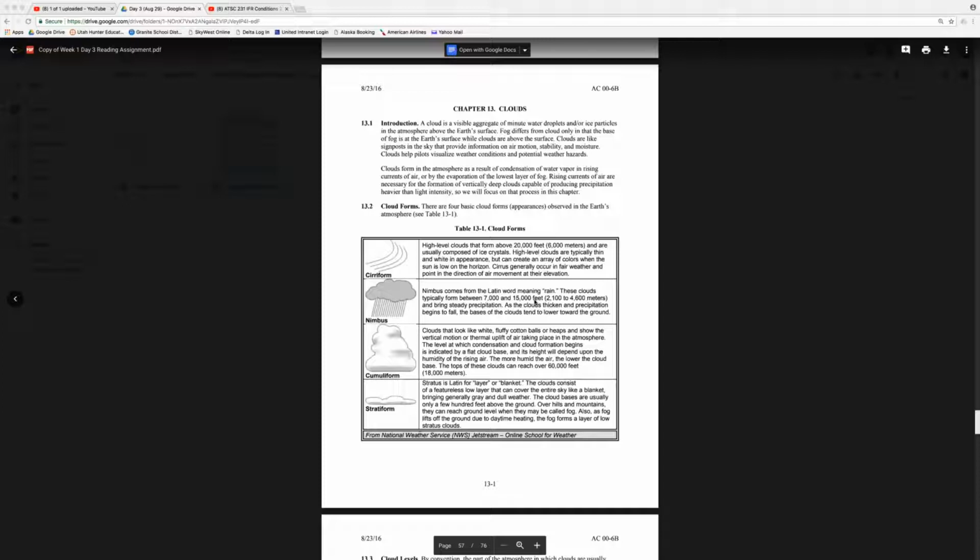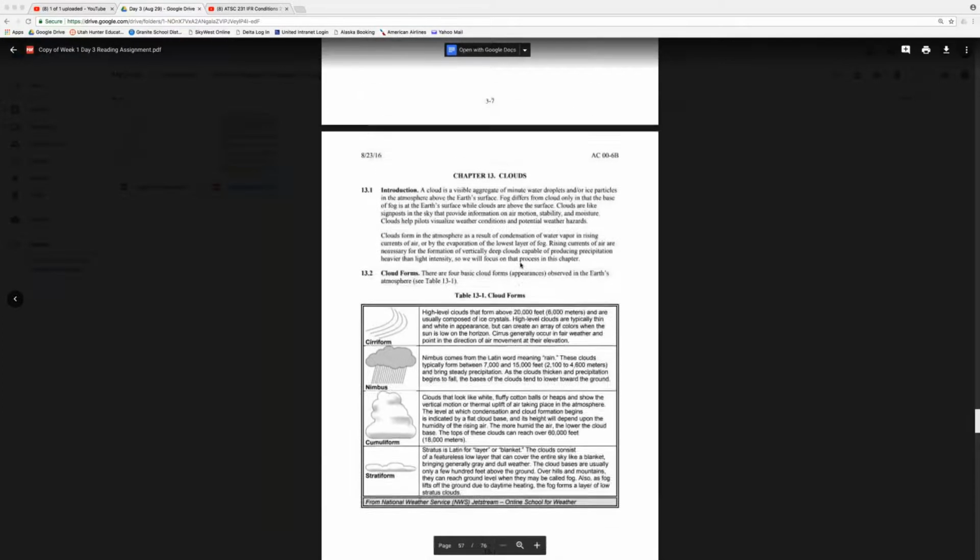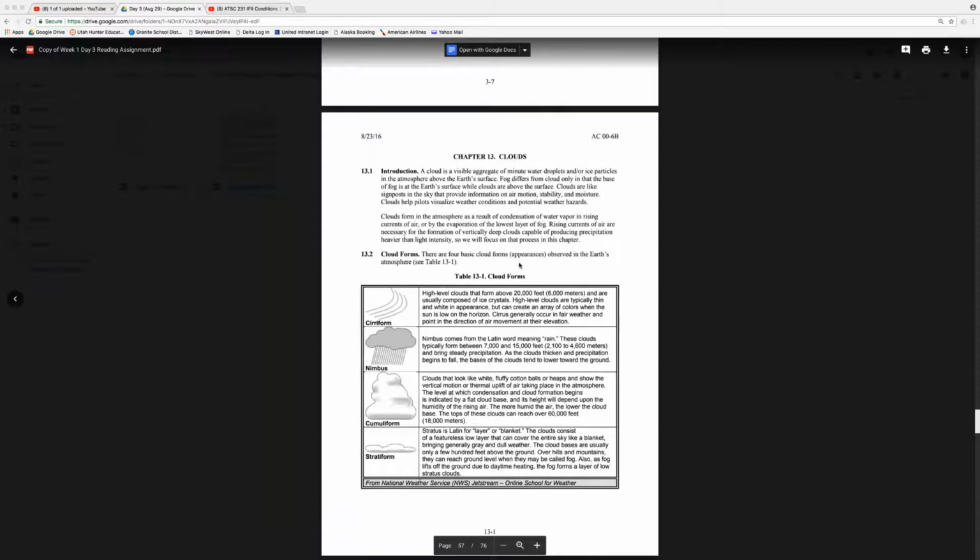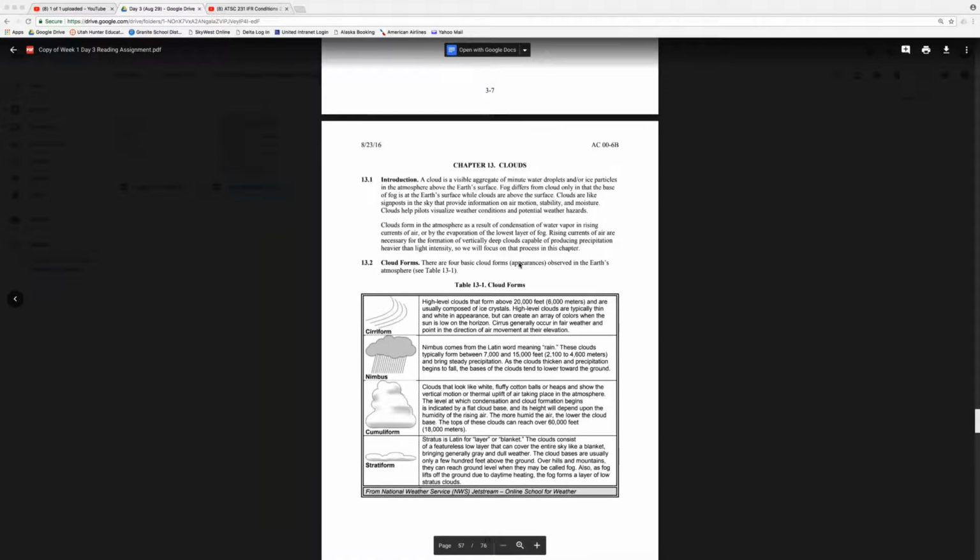This is kind of fun. I like talking about the clouds. A lot of people really have no idea anything about clouds other than some look fluffy and some bring rain and some look like, they call them mare's tails and stuff like that. So it's kind of fun to learn the different types here.